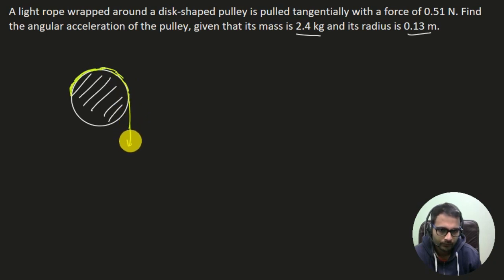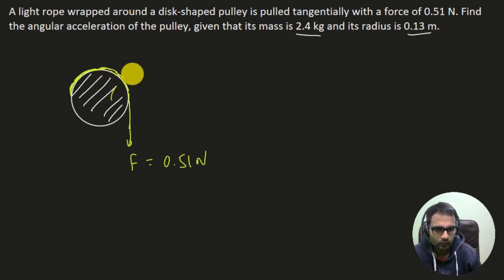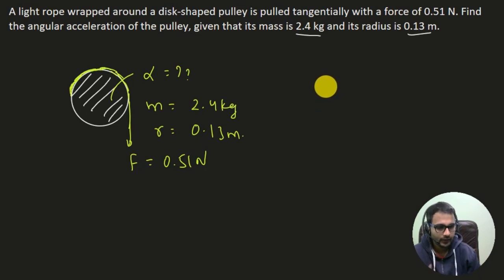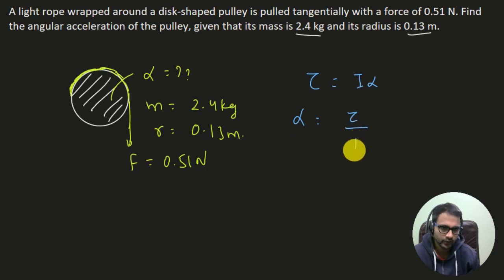Now a force F, which is 0.51 Newton, is applied. Now we need to find the angular acceleration alpha for the pulley, given that the mass of the pulley is 2.4 kilogram and the radius r is 0.13 meter. Now to find the angular acceleration, we can use Newton's second law for rotational motion. So torque is equal to I into alpha. From here, alpha will be equal to torque divided by I.